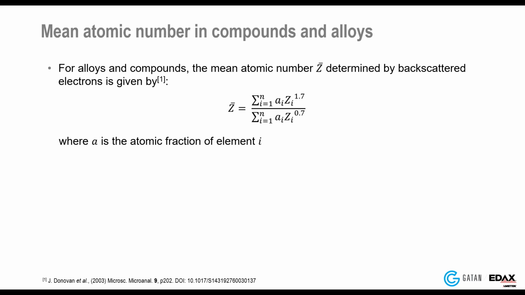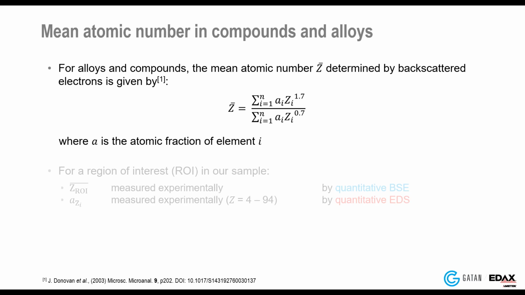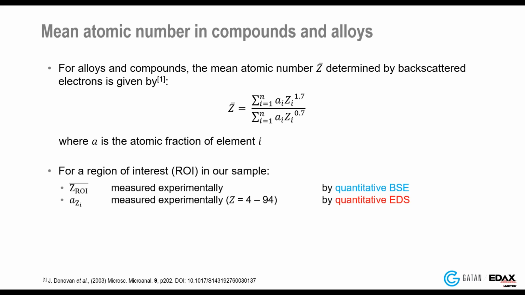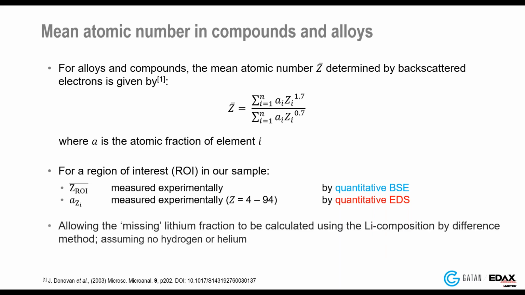Now, the mean atomic number, when measured by backscattered electron imaging, is given by this formula that's available in the literature published by John Donovan several years ago now. What's important to note is that the mean atomic number depends only on the atomic fraction of the elements that are present. So for a region of interest in our sample, we can measure the mean atomic number by quantitative backscattered electron imaging. And we can determine the atomic fraction of elements with atomic number greater than 4 by quantitative EDS. By comparing these two different signals, this allows us then to calculate the missing lithium fraction.